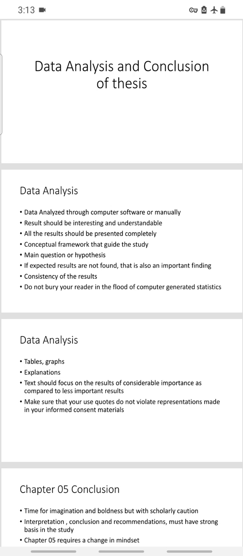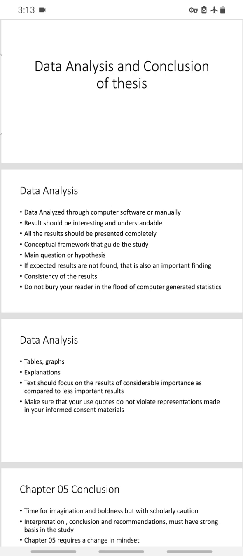Analyzing data manually is not very difficult. Most of the time the researchers believe that manually analyzing data is difficult. No, it is not. Computer software analysis also takes a lot of time while entering data. You have to be very meticulous and careful while entering your data into softwares. And manually you have to study each and every questionnaire on your own, then write it with a pen on paper, and then analyze it.